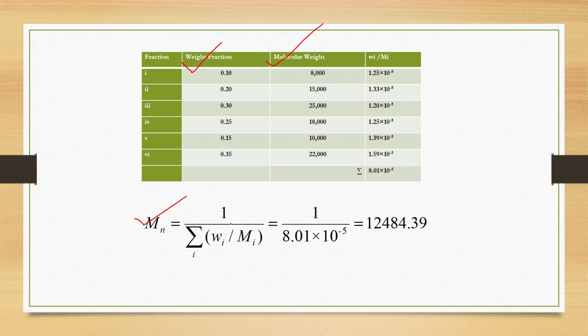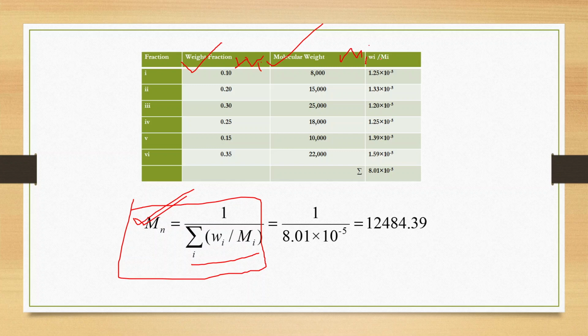Mn is 1 by summation of Wi by Mi. And now you see everything is provided. Wi is your weight fraction and Mi is your corresponding molecular weight. Everything is provided in your question. If you do know this equation, this question is a piece of cake.